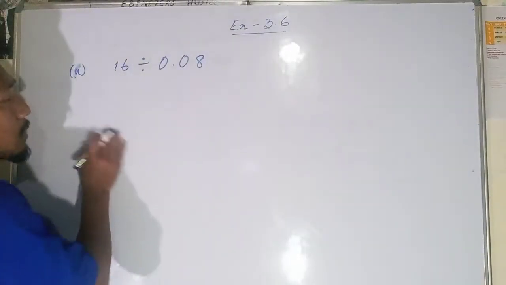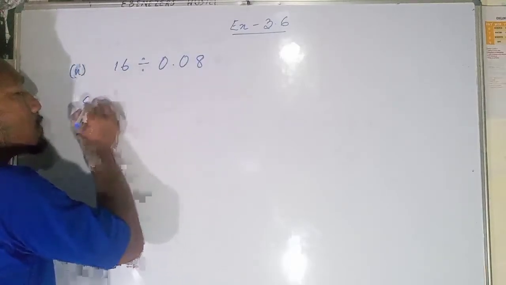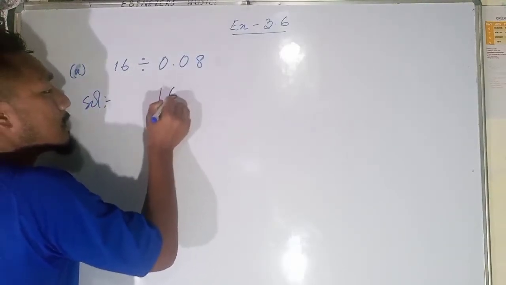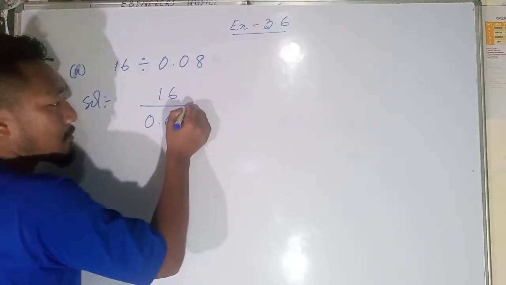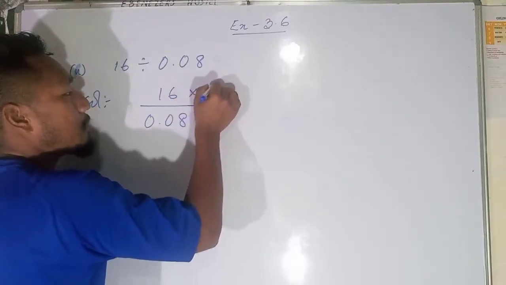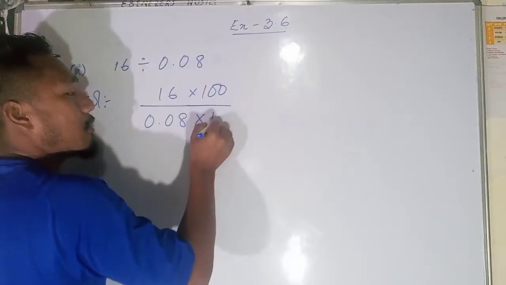Our next question is 16 divided by 0.08. After two numbers we have a point in front of them, which means I will multiply by 100 in both the numerator and the denominator.